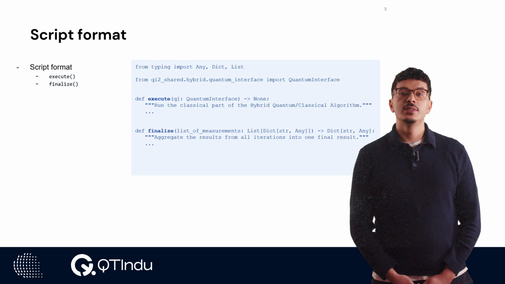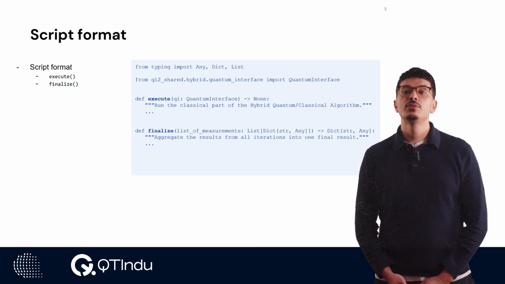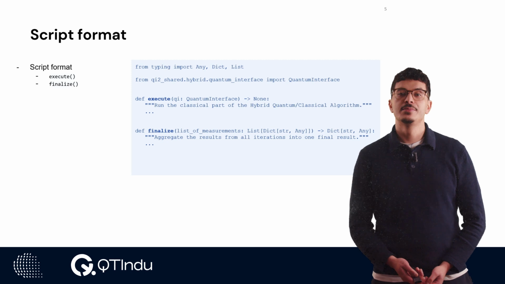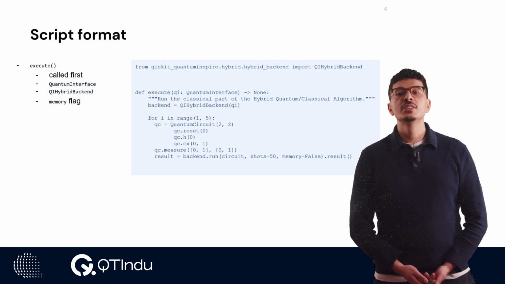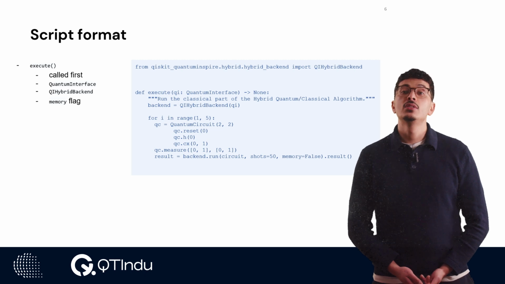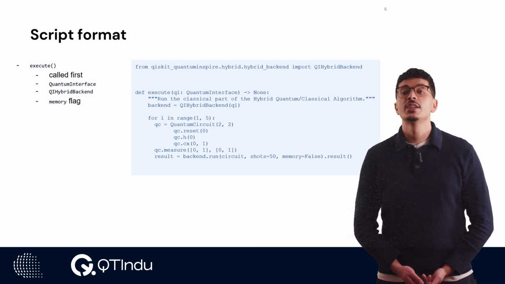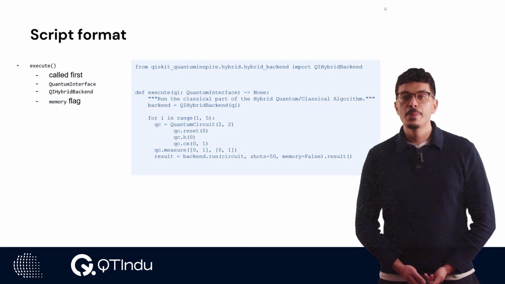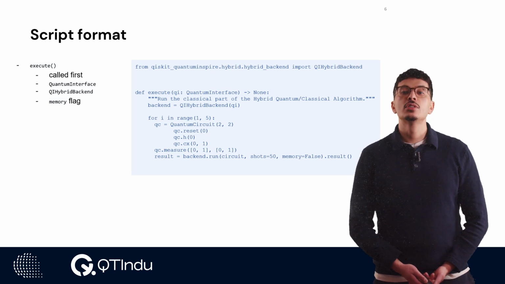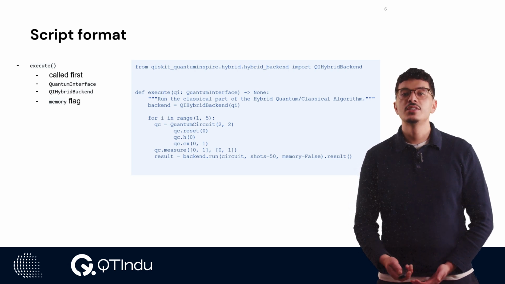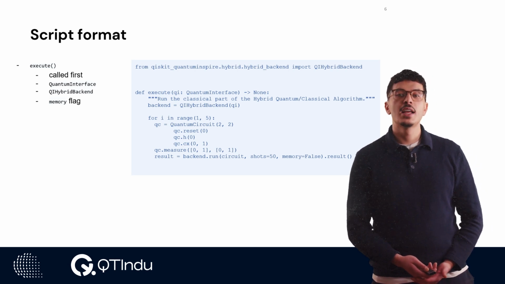Any hybrid script that will be executed on the Quantum Inspire platform is required to have at least the execute and finalize functions. The execute function is the function that gets called by QI first. As an argument, it gets the quantum interface, which is what allows you to actually execute your circuit. A simple example is shown below. In this example, the same circuit is executed 5 times in a row as a simple illustration of the interchanging control between the hybrid and classical domains.